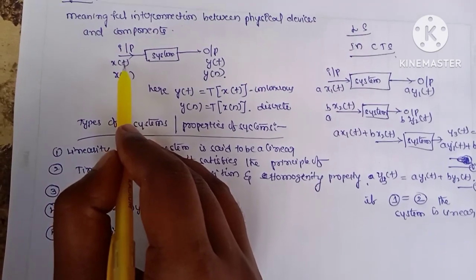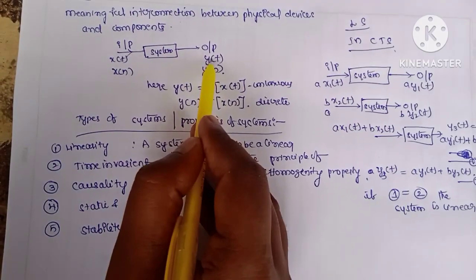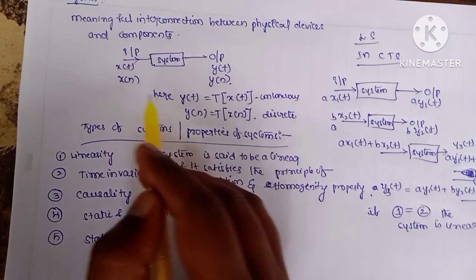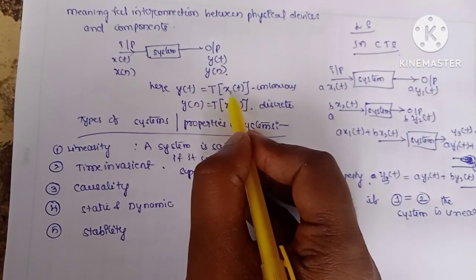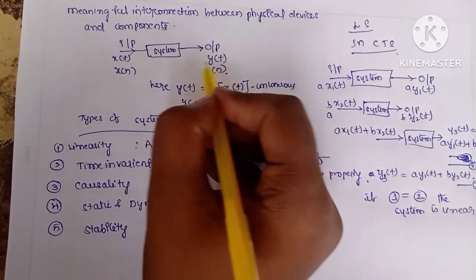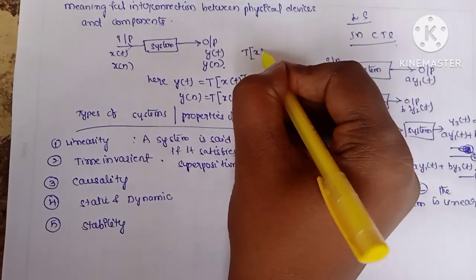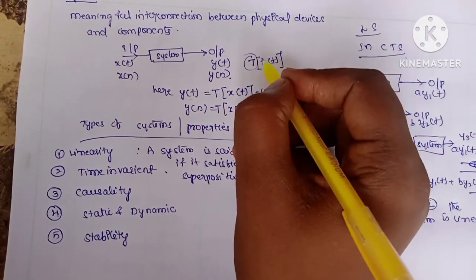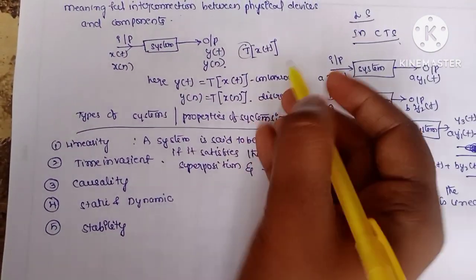output. For example, here we give the signal x of t. The system will process it and give y of t. So here, y of t is equal to T of x of t. The system will not give the direct output. By transforming the input, it will give the output. So this is the transfer. What is transfer? Transfer function. Output by input is the transfer function.